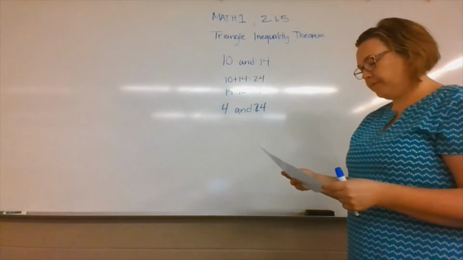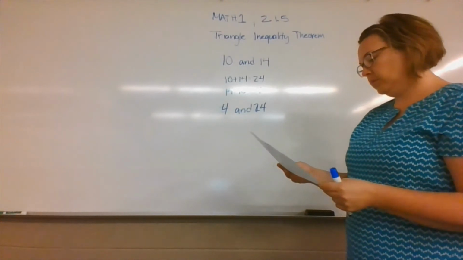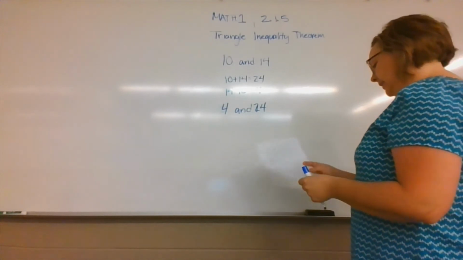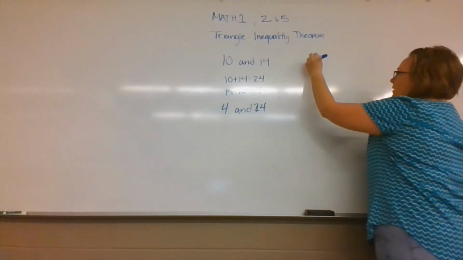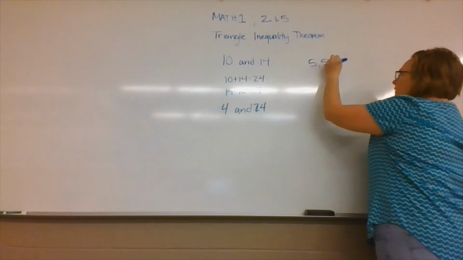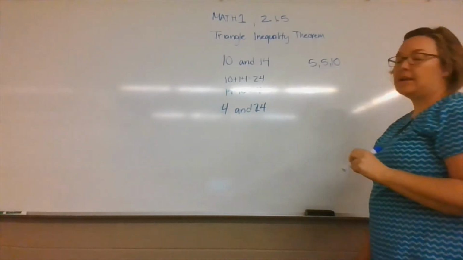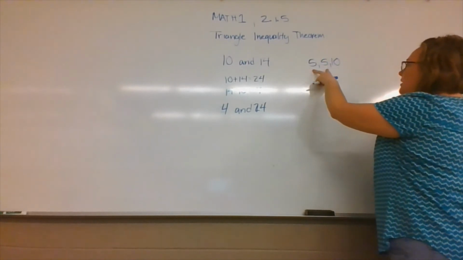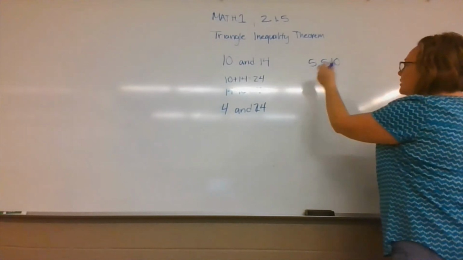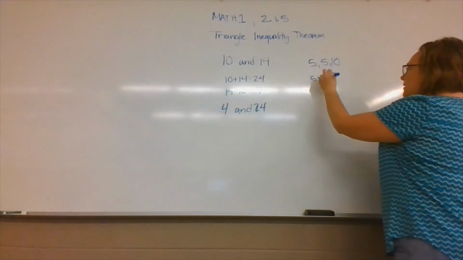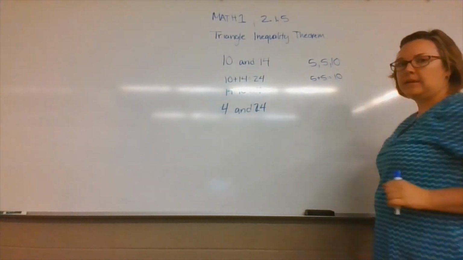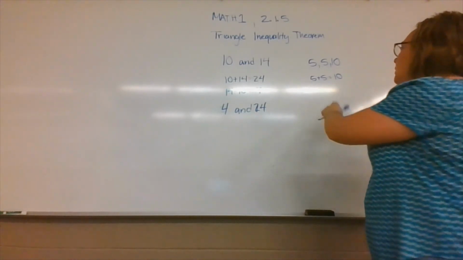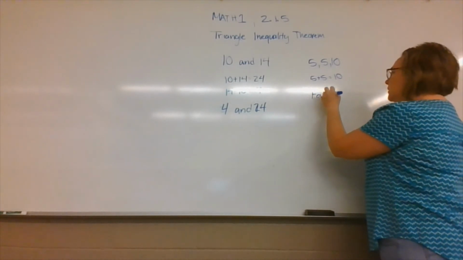Okay, true or false? It's possible to build a triangle with side lengths of 5, 5, and 10. So if you have the side lengths of 5, 5, and 10, can you build a triangle out of those? So we are going to add two sides together and see if they are greater than the third side. 5 plus 5 equals 10. Is 10 greater than 10? No. So this one would be false.